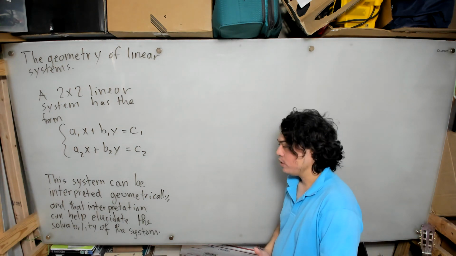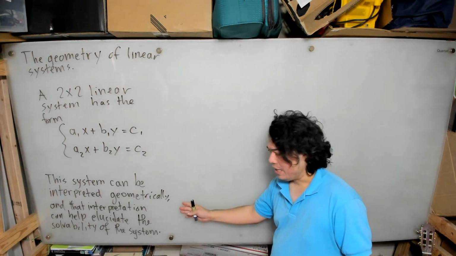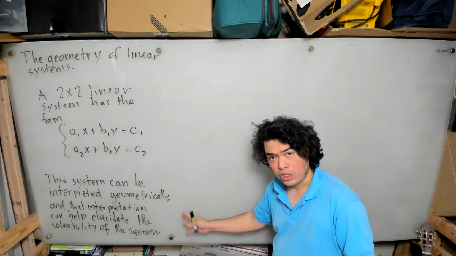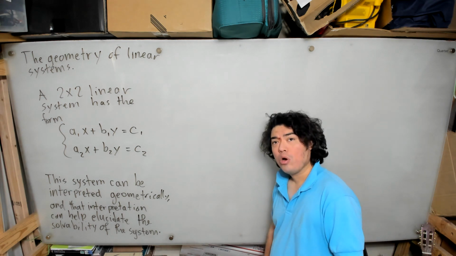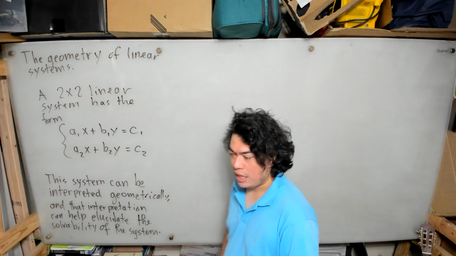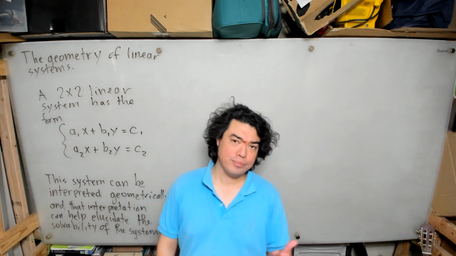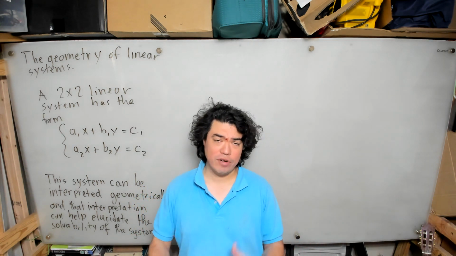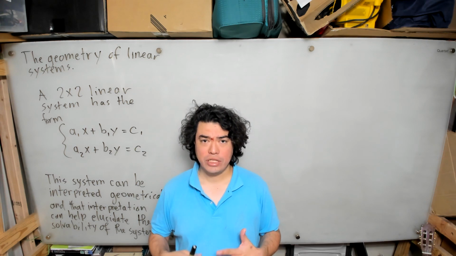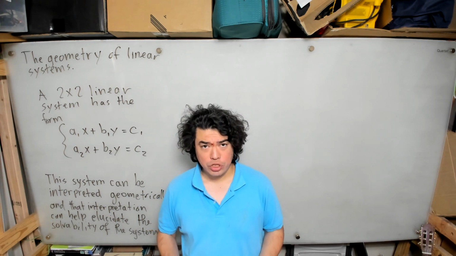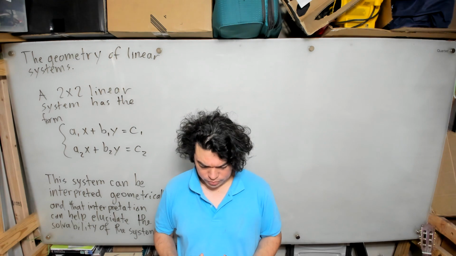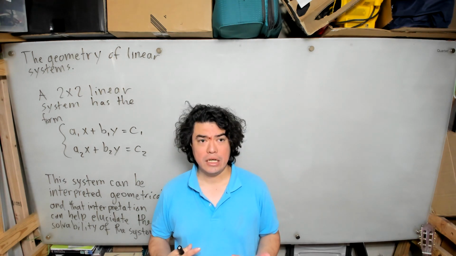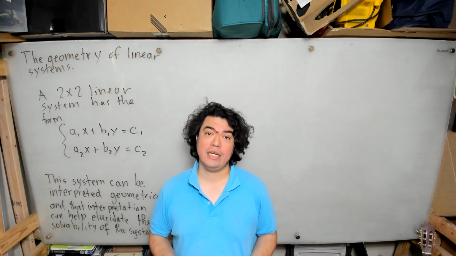But we can interpret this system geometrically, and that interpretation can help elucidate for us whether or not a solution will exist, and we will be able to analyze systems like this. And at the very least, I want you to understand this geometric interpretation so that you can gain more intuitive insight into what's happening.